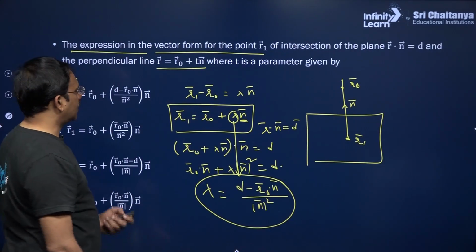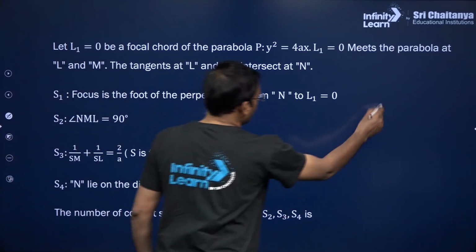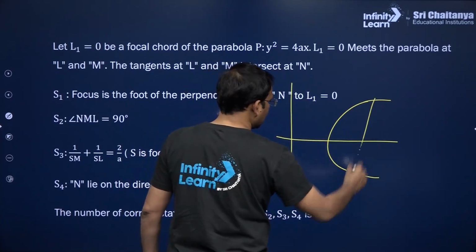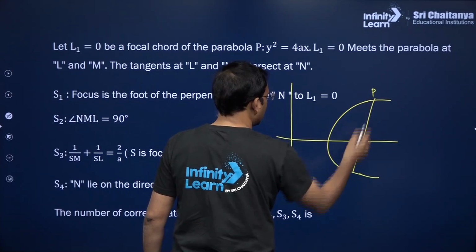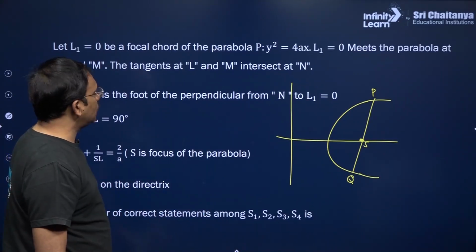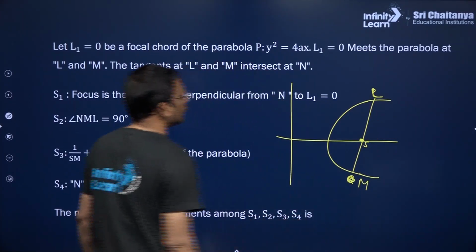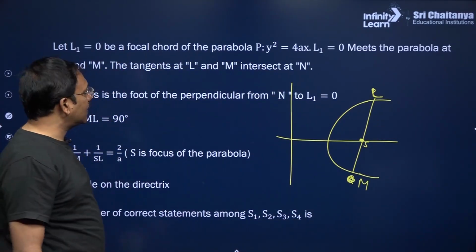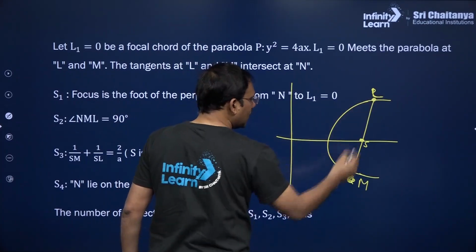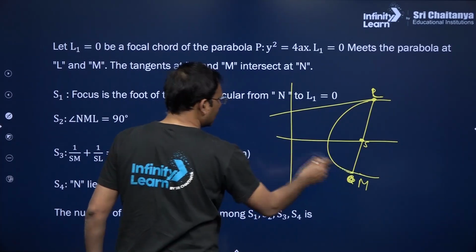Simple logic it is. Next, you see this question, L1 equal to 0 be a focal chord of the parabola y square is equal to 4ax. Suppose this is the directrix, this is some focal chord, say PQ. L1 is equal to 0 meets the parabola at L and M. So, these are going to be L and M. So, the tangents at L and M intersect at N. Friends, you know one result, the tangents drawn at the ends of any focal chord will be perpendicular. So, they are going to intersect on the directrix, my dear friends.